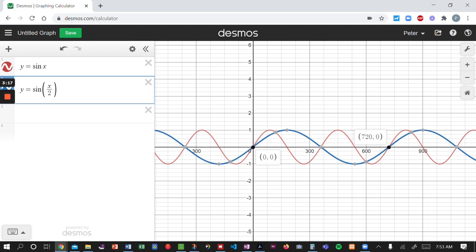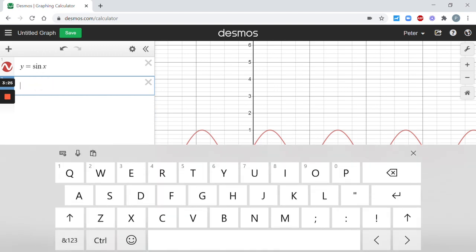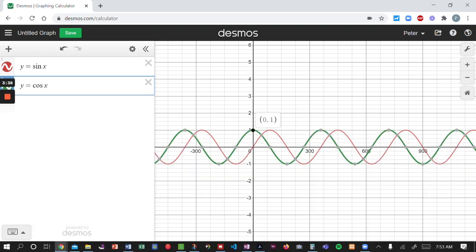Now cosine is pretty much the same idea, except it starts on the y-axis. All right. So the cosine function starts at 1, starts at the top of the wave, right? And so a full period would go back to the top of the wave. Okay, so you can see a full period is 360, just like with sine, and the amplitude is 1, just like with sine, right? So it's basically the same exact type of graph.